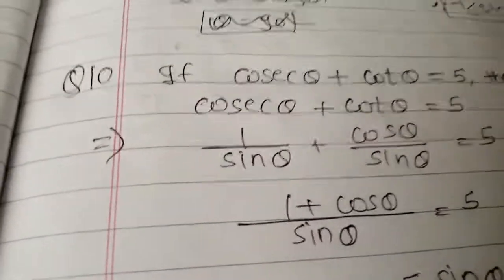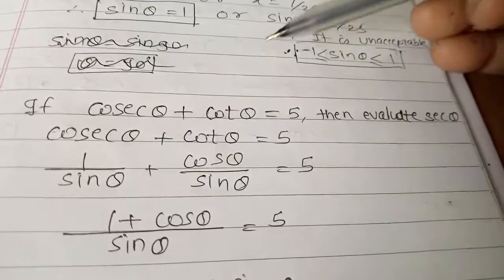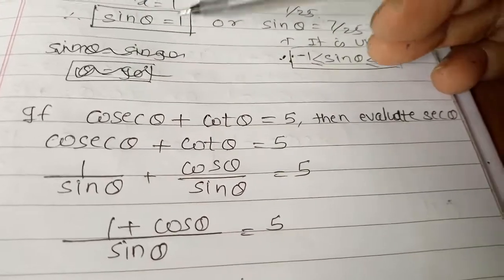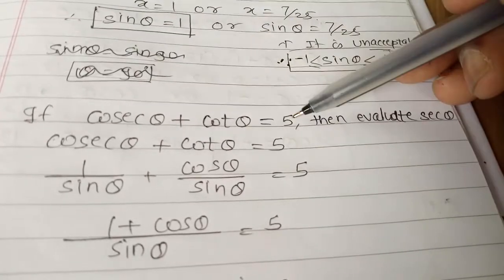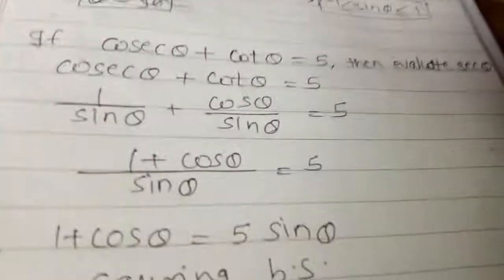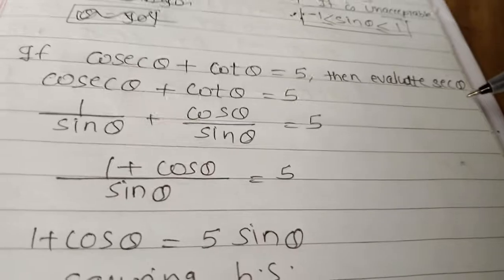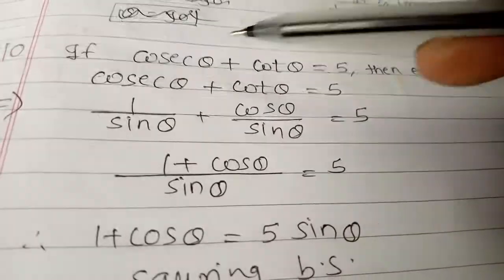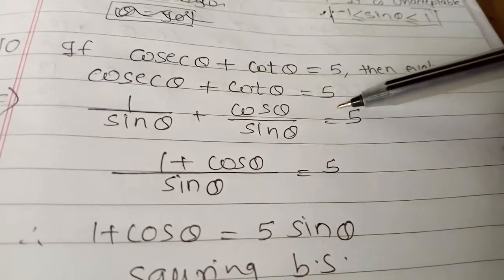Now see the question number 10. So the question number 10 is, if cosec theta plus cot theta is equals to 5, then evaluate the sec theta. मतलब हमें कोसेक थीटा और कॉट थीटा की वैल्यू दी है और हमें सेक थीटा की वैल्यू फाइंड आउट करनी है. तो कोसेक थीटा प्लस कॉट थीटा इज इक्वल्स टू 5.